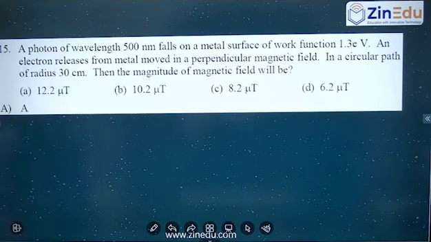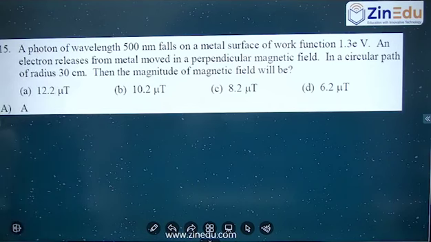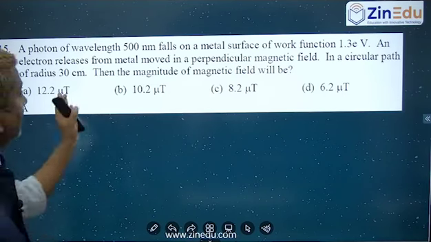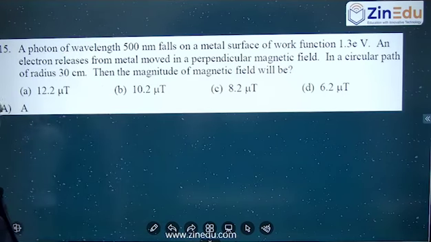A photon of wavelength 500 nanometers falls on a metal surface of work function 1.3 electron volt. An electron released from the metal moves in a perpendicular magnetic field. Whatever electron is released from the metal, it is moving perpendicular to the magnetic field in a circular path of radius 30 centimeters. Then find the magnitude of the magnetic field.